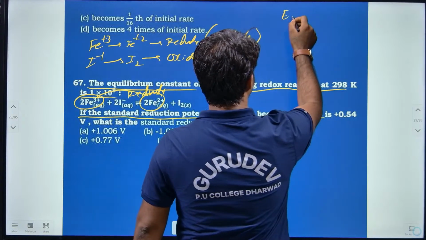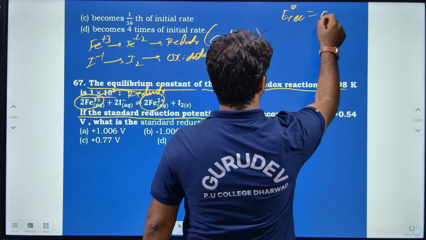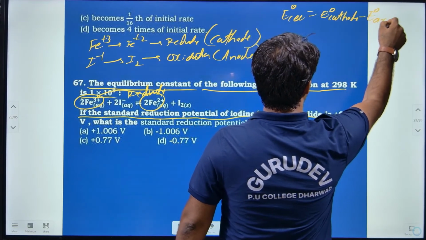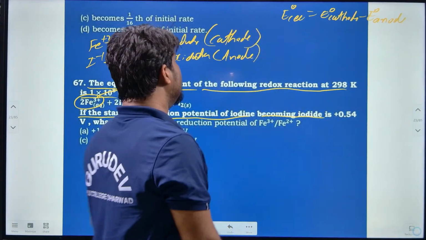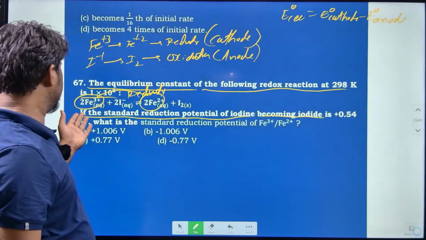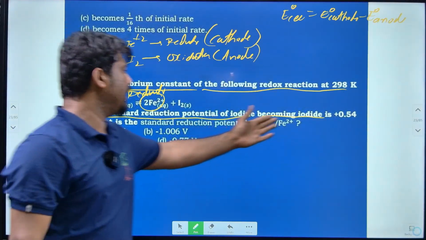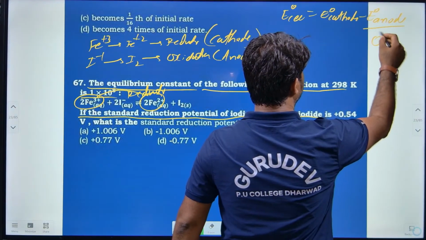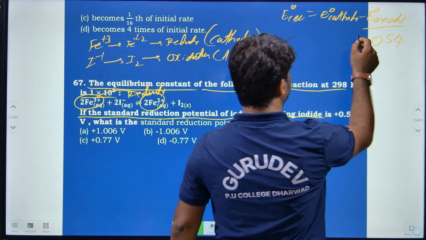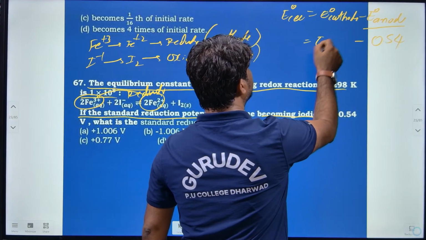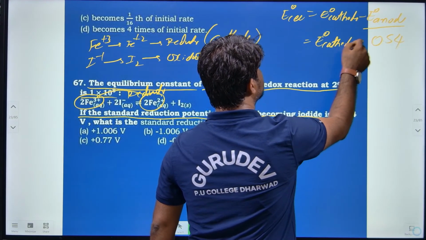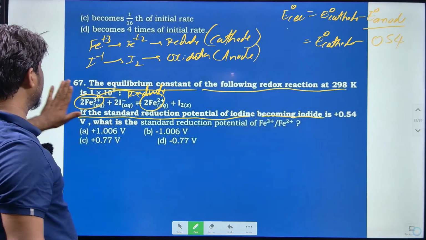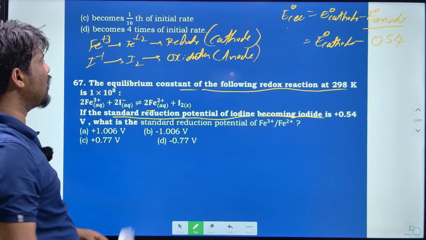So we know that E naught cell is equal to E naught cathode minus E naught of anode. Here they gave the iodine value, that is the standard reduction potential of iodine as 0.54. So the iodine value they gave is the anode, 0.54, and we need to calculate the E naught of cathode. I don't know the value of E naught cell. That E naught cell value I need to calculate from the equilibrium constant.